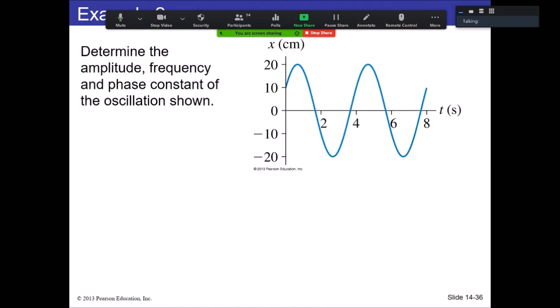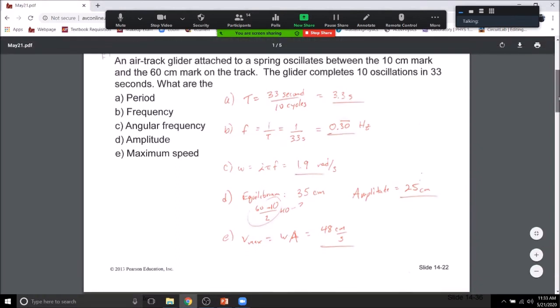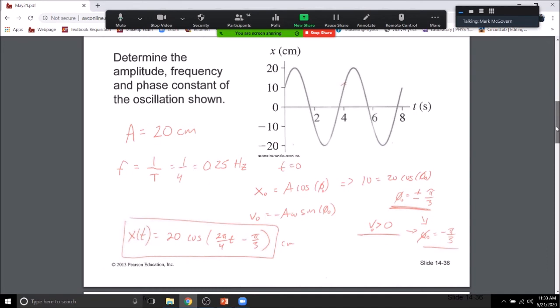So, we want to determine the amplitude, the frequency, and the phase constant of the oscillation shown. Let's jump right into that. The amplitude is pretty easy and straightforward. It's how far above and below the graph gets from equilibrium. The equilibrium is clearly at 0, and we go 20 centimeters above and below, so the amplitude is simply 20 centimeters.